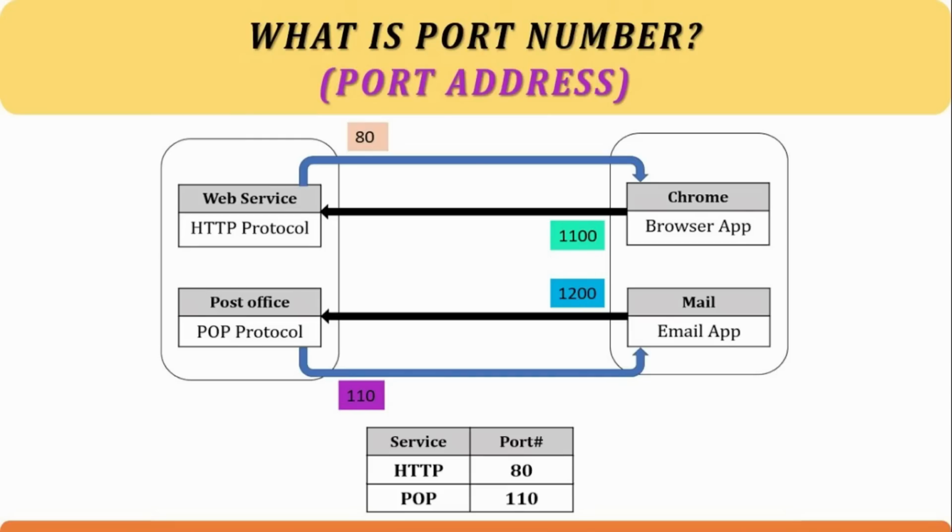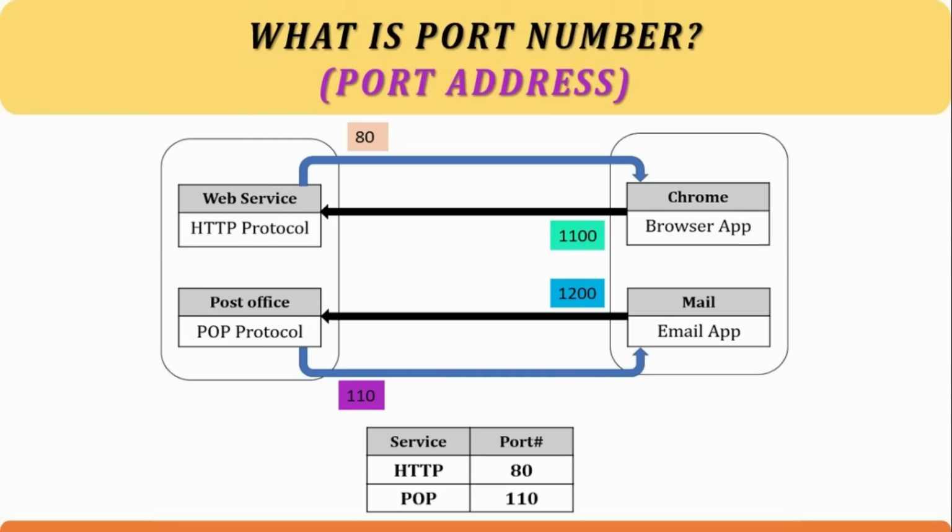What are the different types of port addresses? The networking ports are categorized into well-known ports, 0 to 1023; registered ports, 1024 to 49,151; and dynamic or private ports, 49,152 to 65,535. Each serves a different communication purpose.